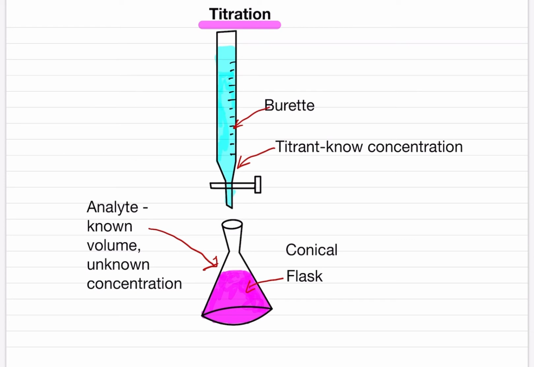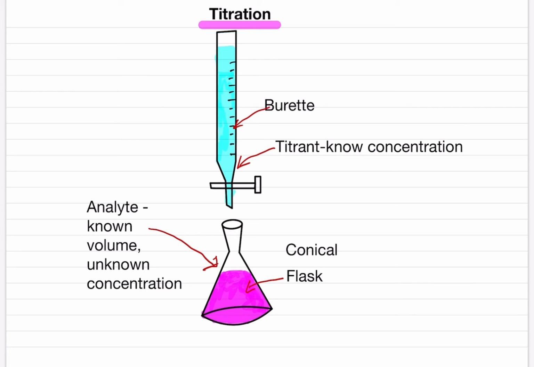The final reading minus the initial reading is called the titer. The first titer is normally known as the rough value. We do it very fast and we get a rough value. But when we are repeating the process, we have to go very slow at the end point. Otherwise, a lot of substance from the burette will enter the conical flask. So we repeat again until we have at least two titers that are no more than 0.10 centimeter apart.